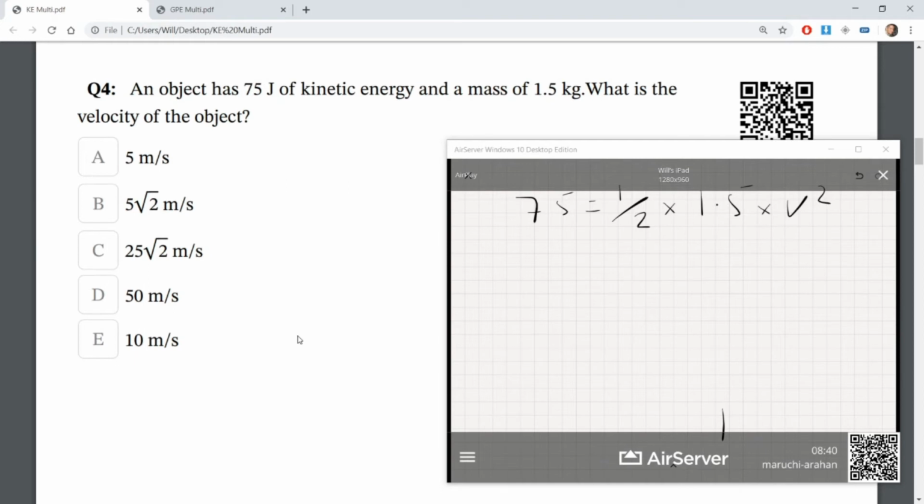So again, multiply by 2 on both sides to get rid of that half. So you get 150 equals 1.5 times v squared. Divide by 1.5. That's going to give you 100 equals v squared. So v equals 10, which is E.